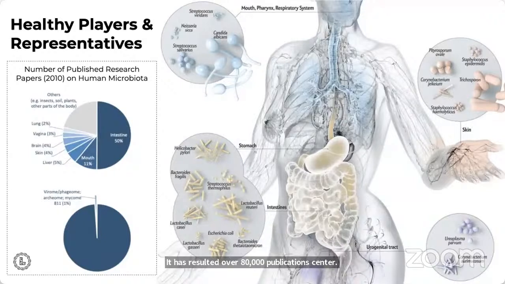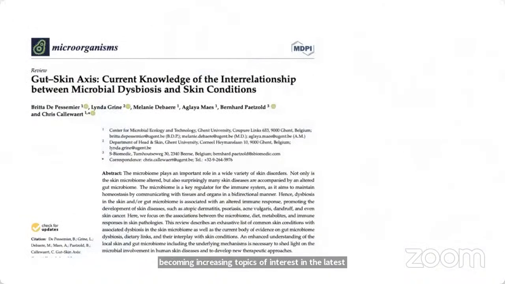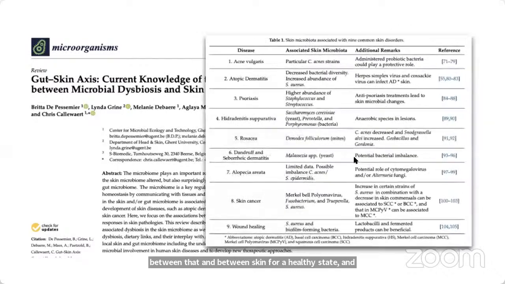And the majority of the studies that we can observe have been focused on understanding the intestinal microbiome, otherwise called the gut microbiome. But as we discussed, other organs and their microbiota are also becoming increasing topics of interest in the latest metagenomics research trend. For example, inflammatory and microbial influences between gut and skin, for a healthy state and dysbiotic state, can be explored, and this is actually explored in this specific publication.